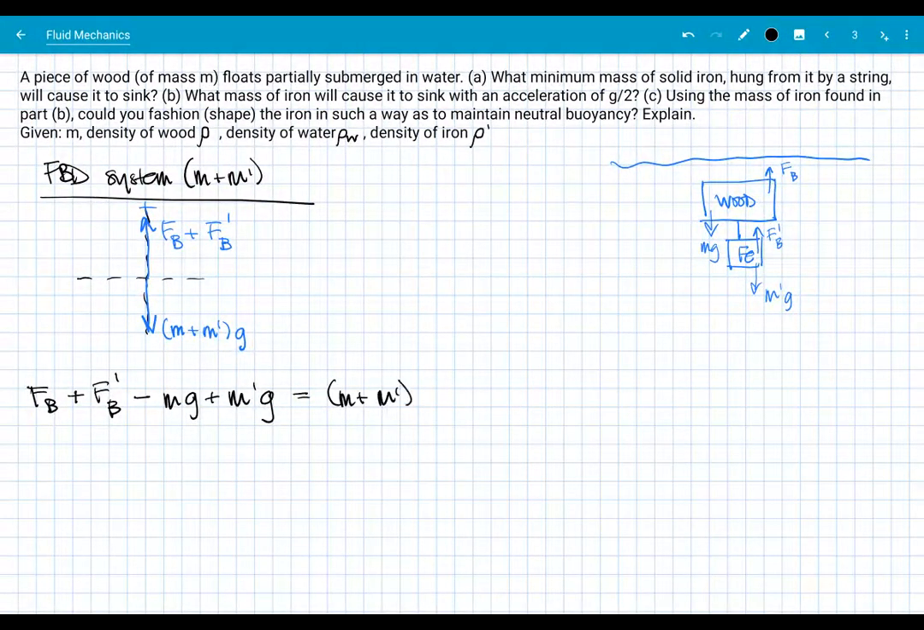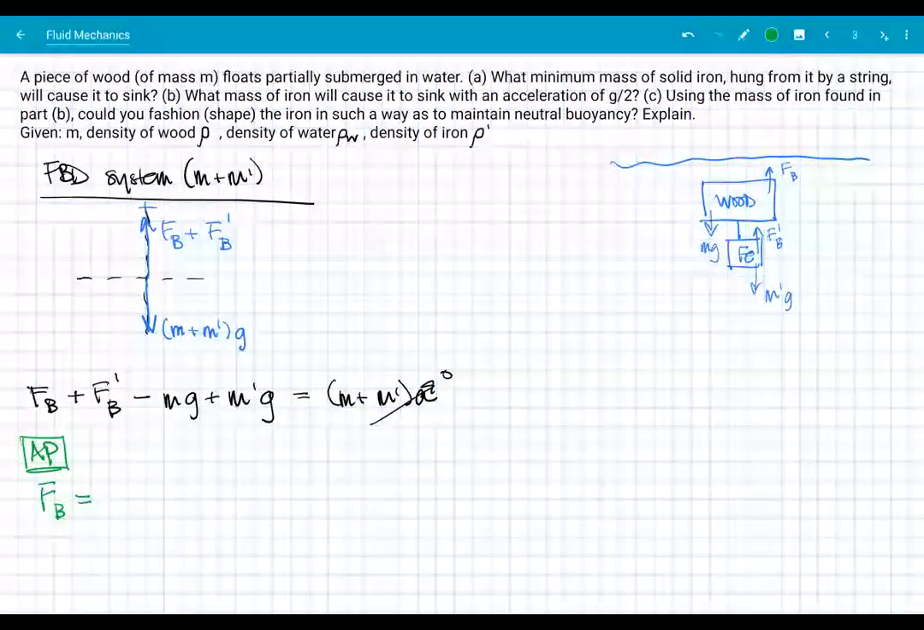M plus M prime times A, and this acceleration is equal to 0 because we're solving for that equilibrium case of neutral buoyancy. Cool. So, second law stuff. Now I'm going to pull in Archimedes and solve for my buoyant forces. And this is really why I'm making this video, to talk to you guys about that. That's the new stuff, right? So we're going to apply Archimedes' principle. When I have a little AP there, that's what I mean. The buoyant force without a prime there, that's the buoyant force on the chunk of wood.